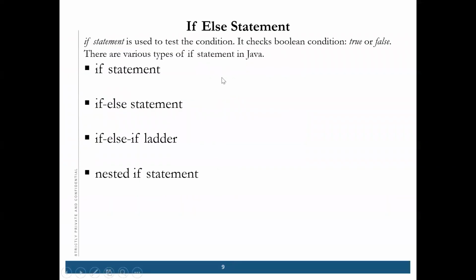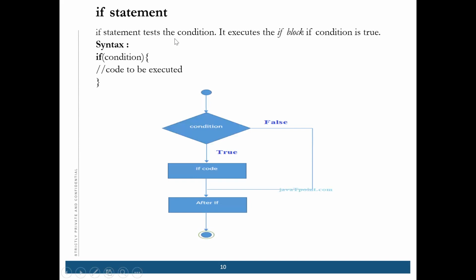Okay. So we'll move to the next statement, which is the if statement. The if statement is a condition in which there can only be two outcomes, true or false. There are various kinds: if statement, if-else statement, else-if ladder, and nested if statement. First we'll go with the if statement. In the if statement, we are just testing the condition. If it is true, it will enter into the if block, and if it is false, it will come out of the if block.